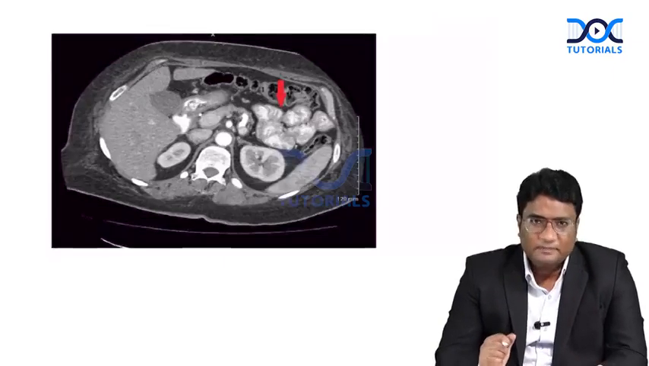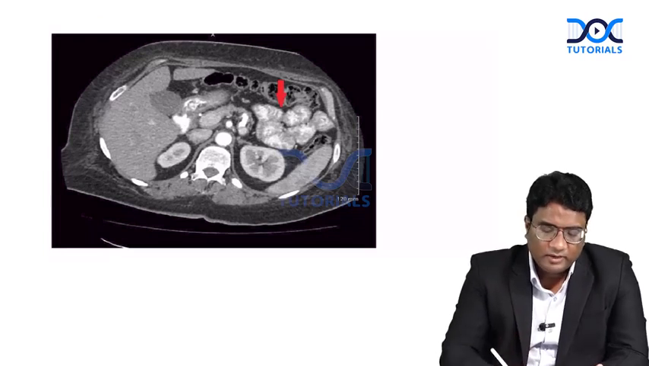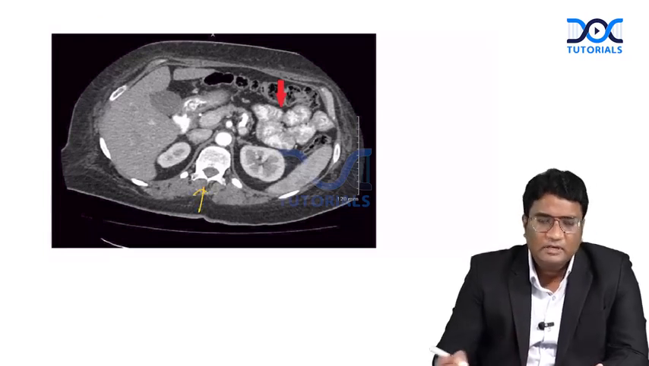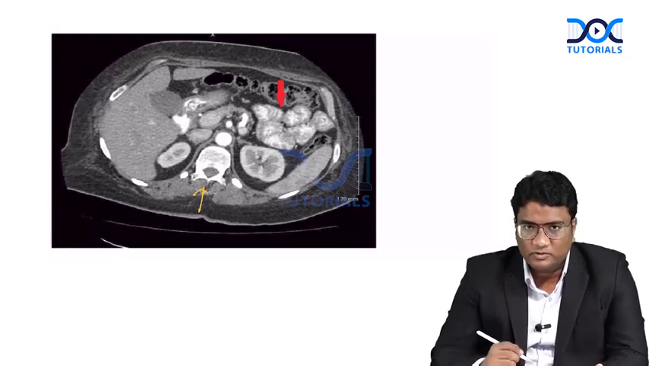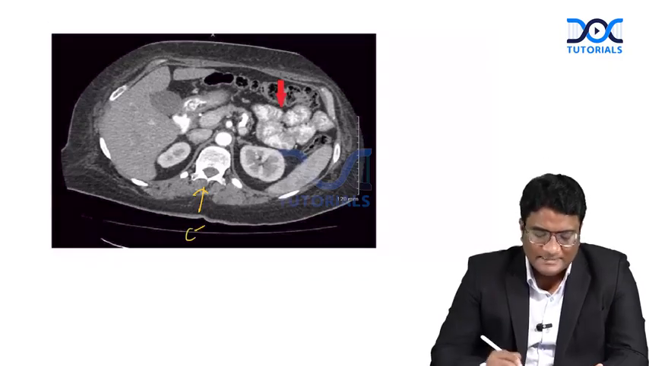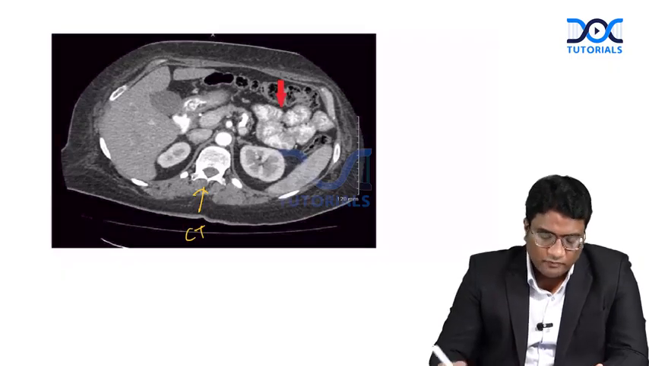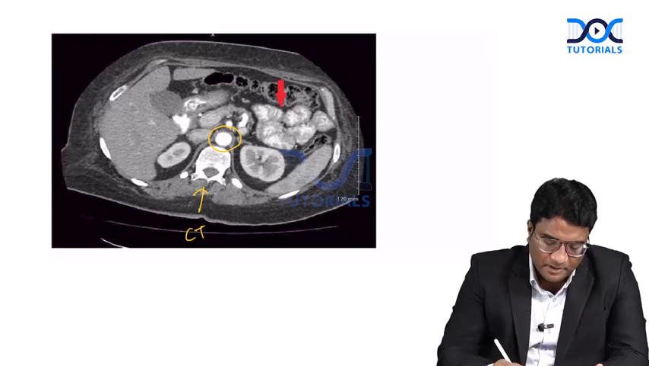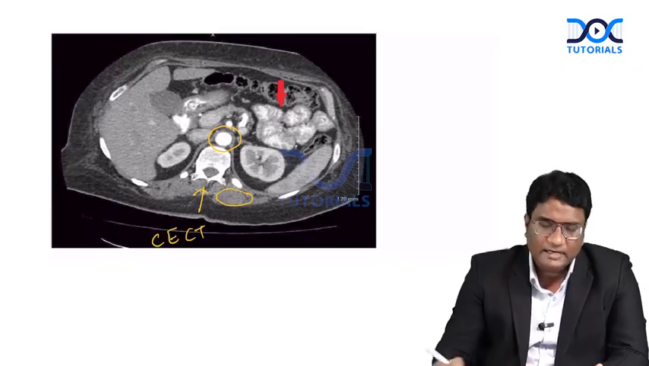Now look at this image. Is it CT or MRI? Look at the bone. This is white. The vertebra are white. So this is CT. Now is it plain CT or contrast CT? So for that, look at the aorta, compare it with the surrounding muscle. The aorta is white. This is contrast enhanced CT scan.